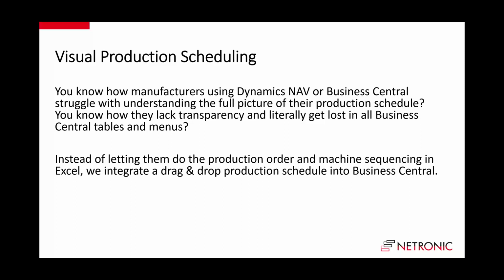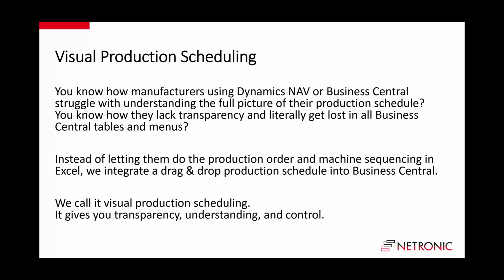And instead of letting customers do what we would call the production order and machine sequencing in Excel, which a lot of customers still do when they work with Navision or Business Central, we integrate a drag and drop production schedule into Business Central. So we collect all this data that I mentioned, we make it visual, and we let users change it by drag and drop. This is what we call visual production scheduling. It gives you, or your customers, transparency, understanding, and control.